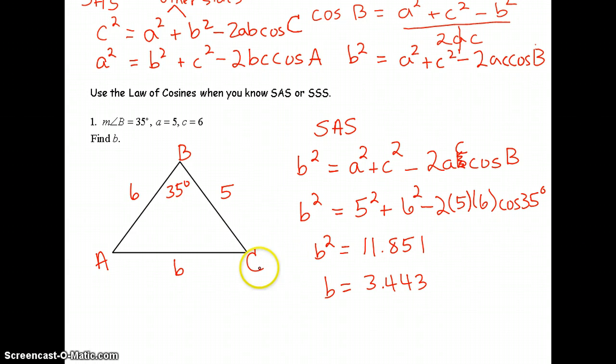And realize that now, once I know this side is 3.443, I can go ahead and use the law of sines to find my other two angles. So once you find one, you can find the others just by using the law of sines. So let's look at another example.